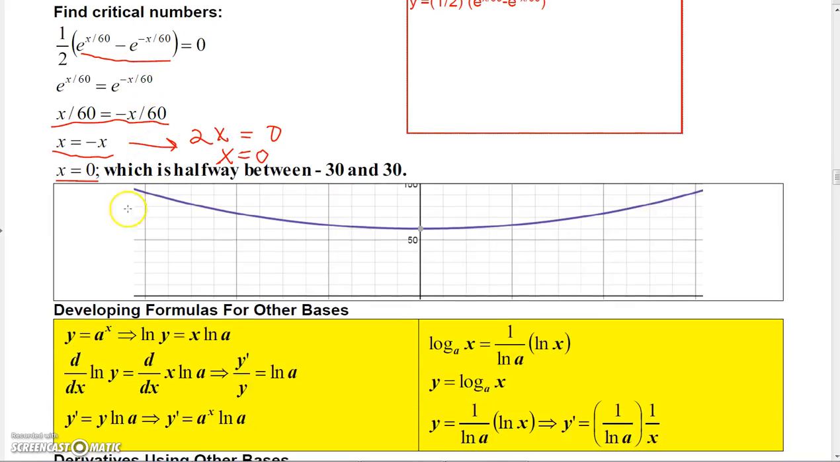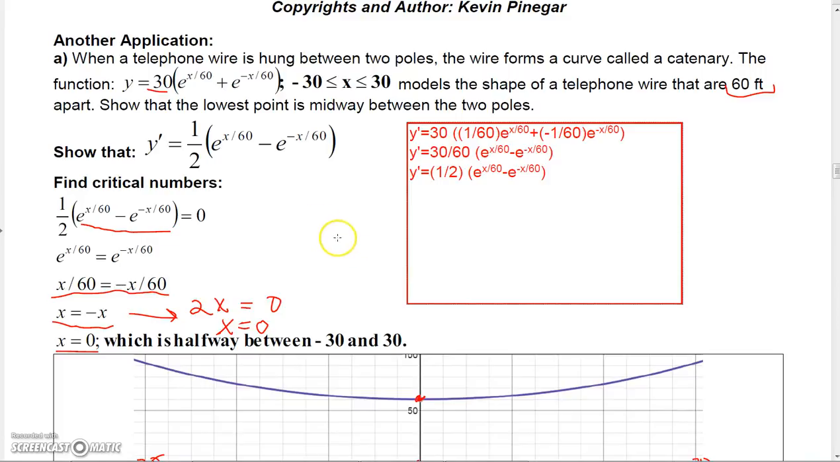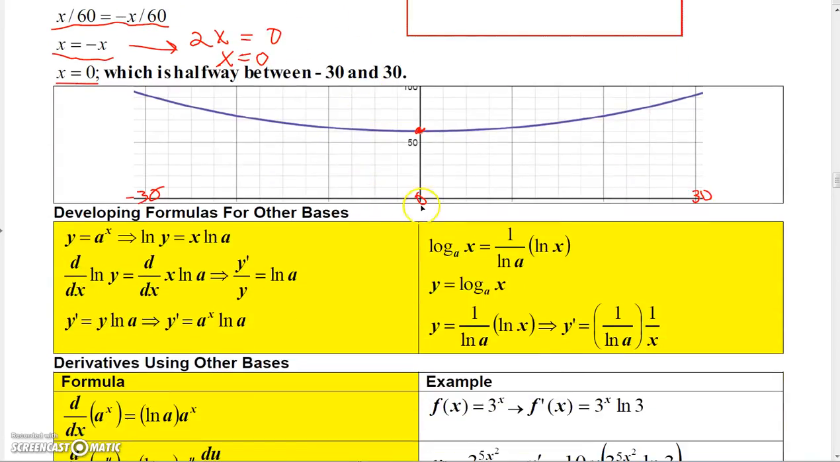And so here's a picture of it. Of course, this is where x equals 0, and this is x equals minus 30 over here, and of course x equals 30 over here. And then you can see you get the minimum here. It didn't ask for the minimum value, it just said show that the lowest point is midway between the two poles, and obviously 0 is midway between negative 30 and 30.